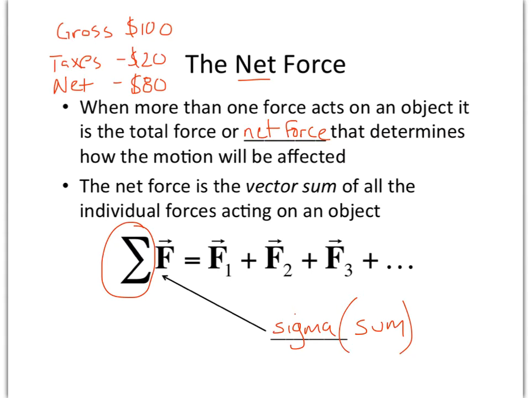Some are plus, some are negative. If you add them all up, what do you get in the end? That's the net force. So it's the vector sum of all the forces acting on an object in a given direction. You add them all up, and what do you get? The net force.